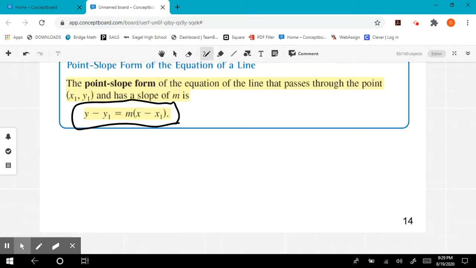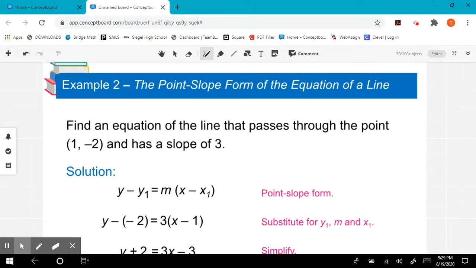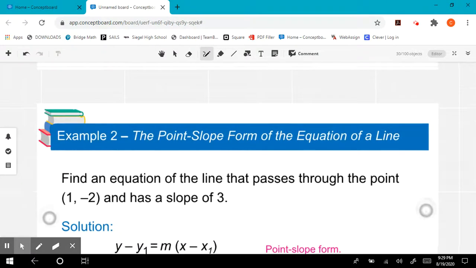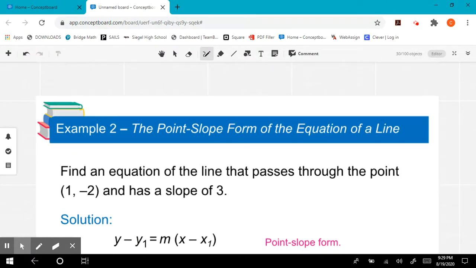Let's look at how we're going to use this to create an equation. Find the equation of the line that passes through the point (1, -2) and has a slope of 3. It gives us a point and a slope, so it makes very good sense that we're going to use the point slope form of the equation, y minus y1 equals m times x minus x1. This becomes x1 and y1, and that is obviously my m. So I just have to plug in.